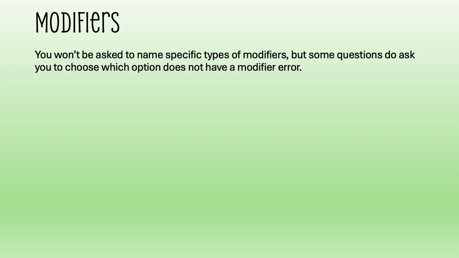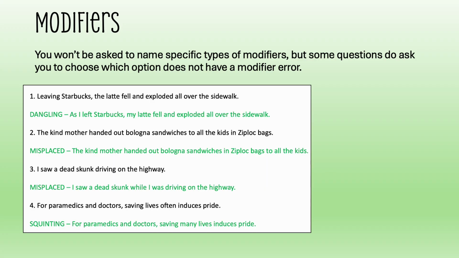So we did modifiers a few weeks ago, and when it comes to the final grammar test, you will not be asked to name specific types of modifiers, but some of the questions that you're going to see do ask you to choose the option that does not have a modifier error in it. So let's look at just a few questions that you did for the modifiers exercises and the answers.